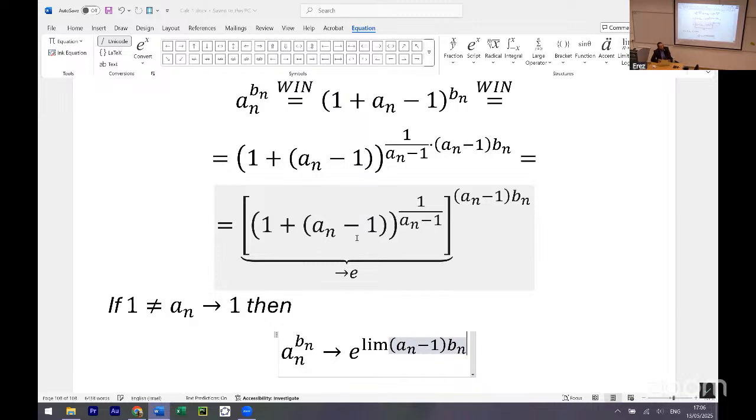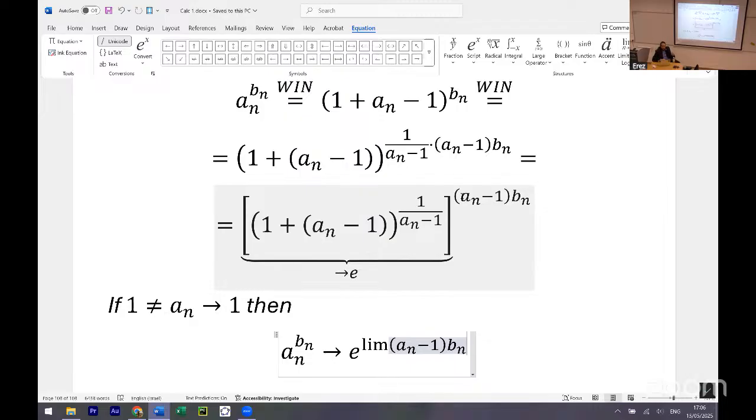Why did you say it's 0? Because the limit of an is 1. Yes, so 1 minus 1 is 0, so 0 times bn is 0. Perfect. So it's 0 times everything, which is 0. Okay. Limit 0 times everything is 0?